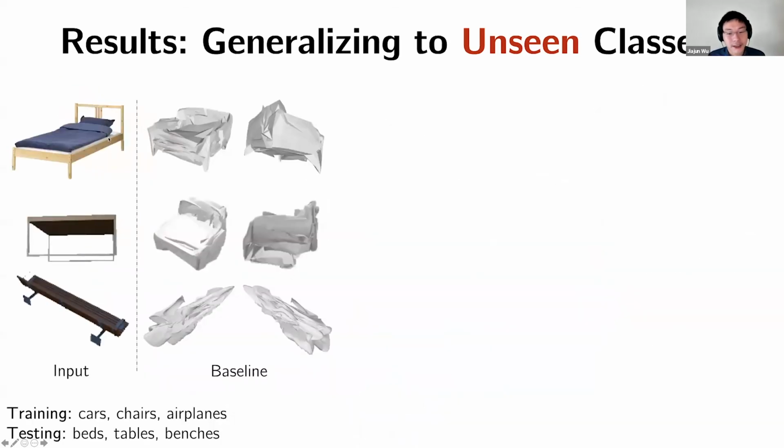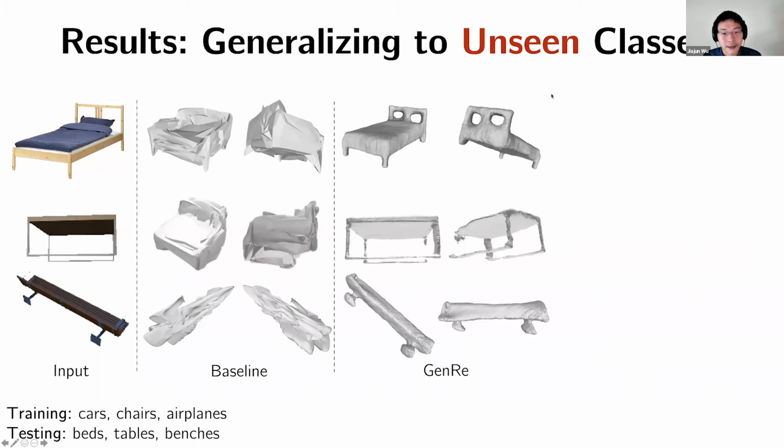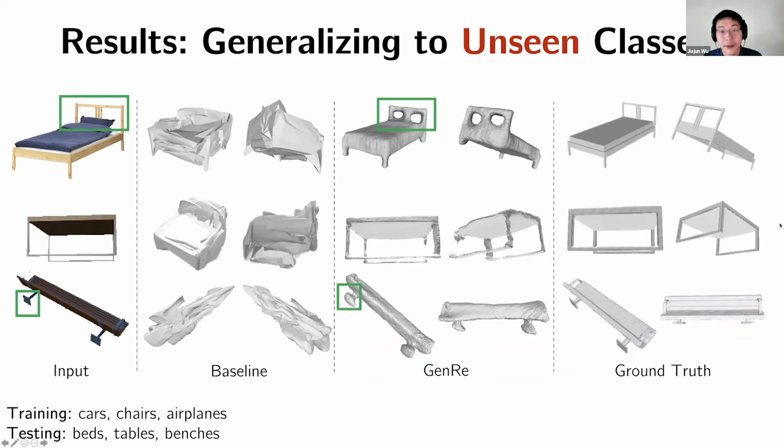Some more results. Again, trained on chairs, planes, and cars, but tested on beds, tables, and benches. You can see, especially for the bench, it's very clear that the baseline is trying to retrieve an airplane to explain it. But this is our output. Again, it's not perfect. You can see there's a missing leg of the table, but it also captures some of the details, like on the bed, as well as the leg of the bench. And you can compare that with the ground truth. Still a lot to do, but quite some improvement already.